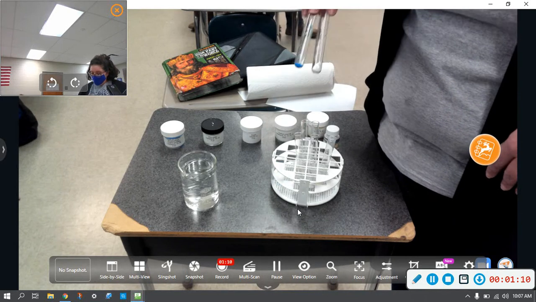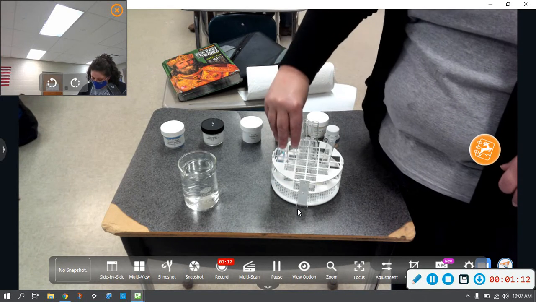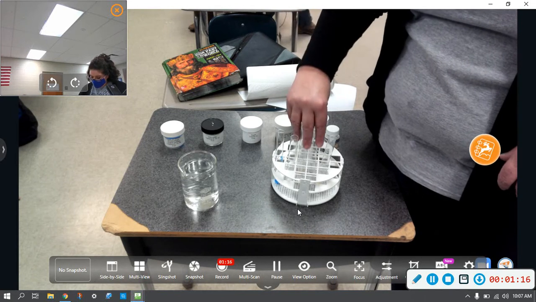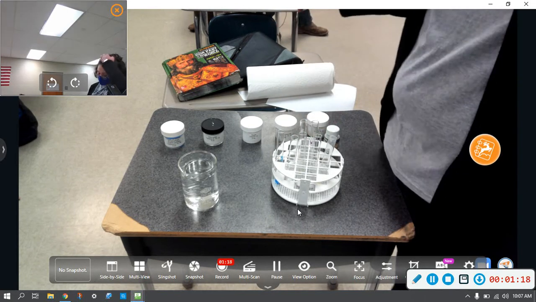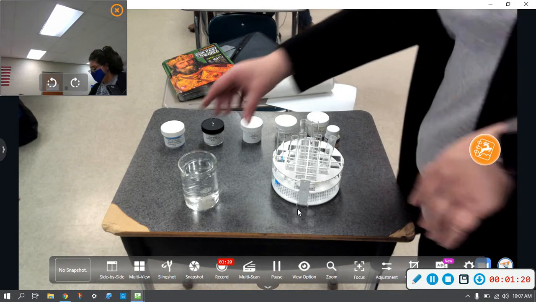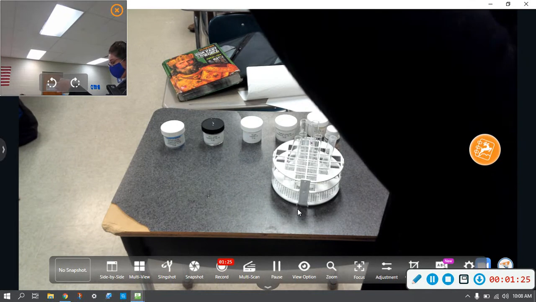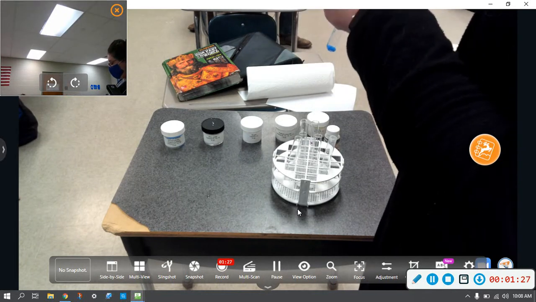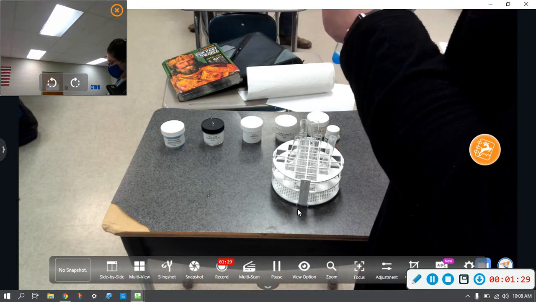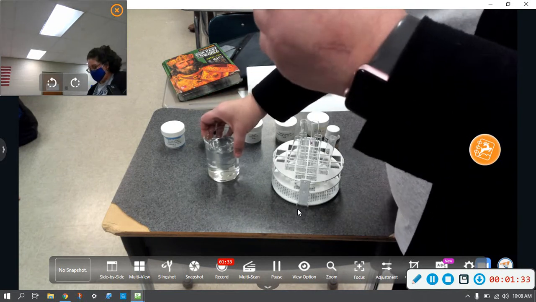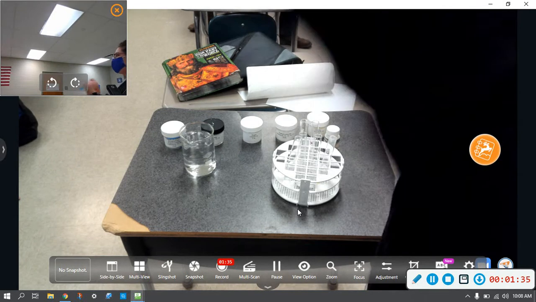Okay, so I've already gotten a scoop of each one of the substances in the test tubes. I'm going to go ahead and add water to it and shake it up and see what happens. We're going to just go in order. The first one is the copper sulfate. Do you think it's going to dissolve or not? No. You don't think so? Okay, well, let's shake it up.